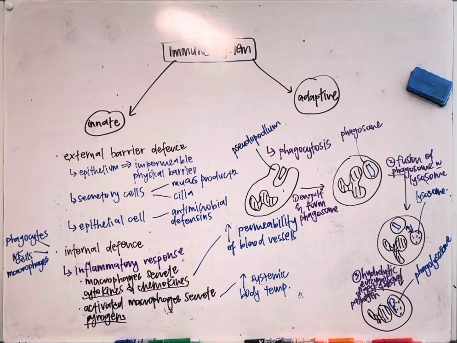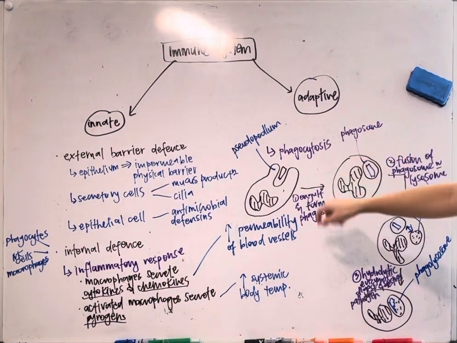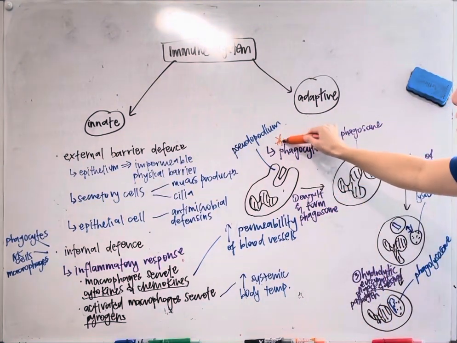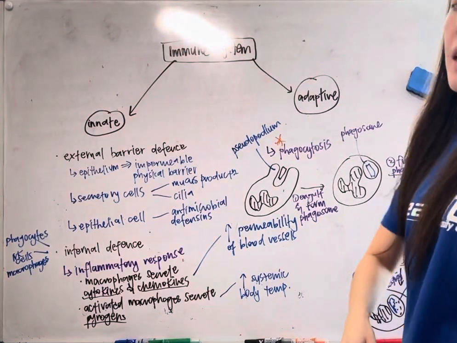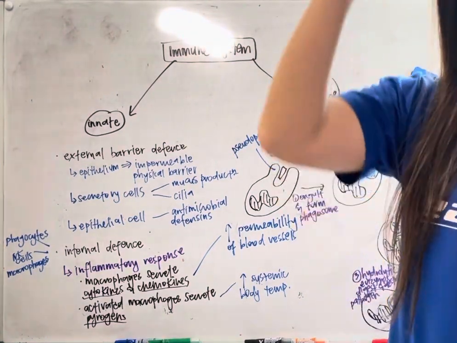Okay, second one. Chloe, how do we say, for exam? So I said phagocytosis is very important. They always like to test this. So it's what? With? To form? Next one? Hydrolytic enzymes and reactive oxygen species will digest the pathogen. Understand? So please remember phagocytosis.